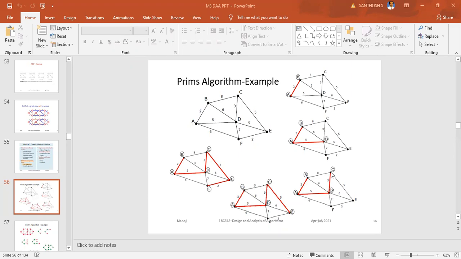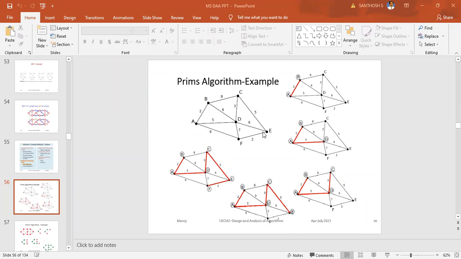Now you have reached node C. From C, C to B 8, C to D 3, C to E 5. Which is the minimum one? 3, but 3 is already placed, so you can't consider it. The remaining are 5 and 8. In that, the minimum is 5. So take from C to E, it is 5.